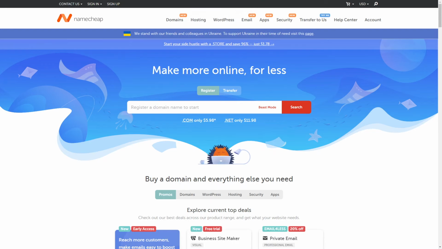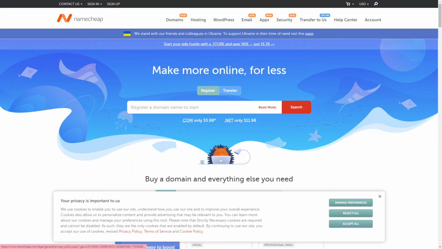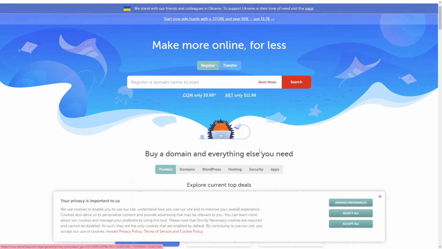So this is a really popular domain registrar called Namecheap, and not only are they a domain registrar, they're also a web hosting company, and they provide domain registration services along with other related services. They offer a wide range of domain extensions to choose from, including popular ones like .com, .net, .org, and they also have some niche TLDs as well. And it's known for their competitive pricing.